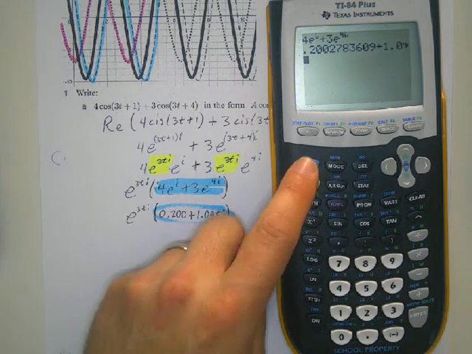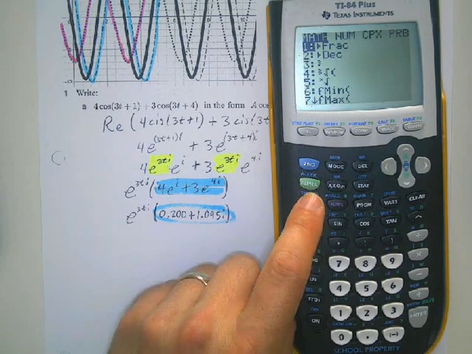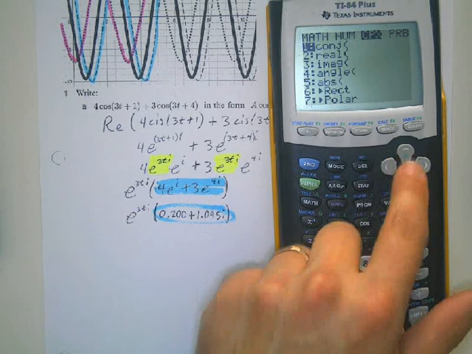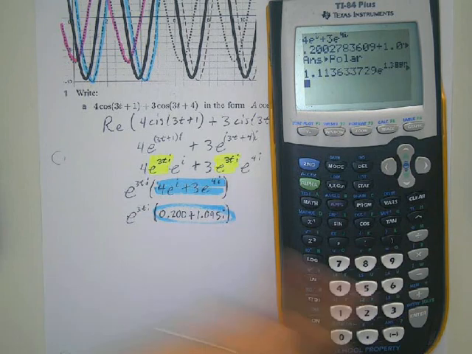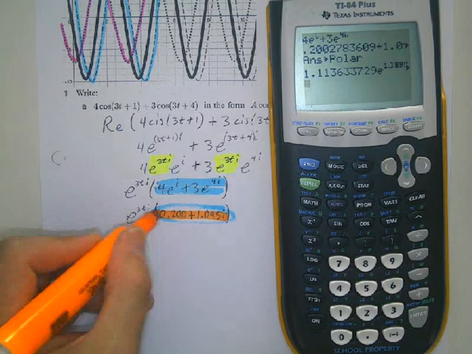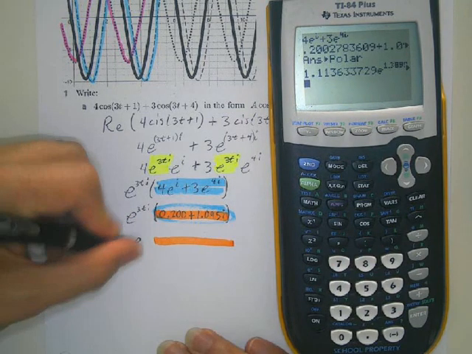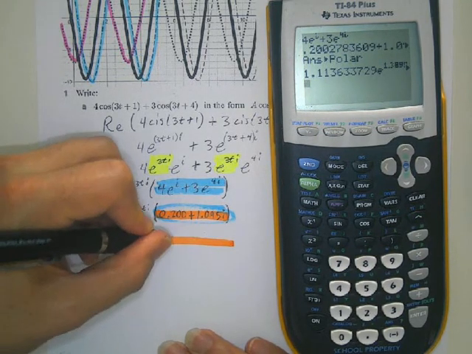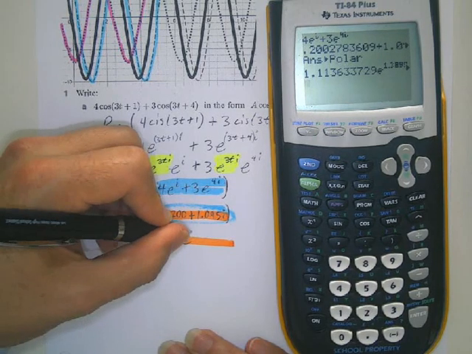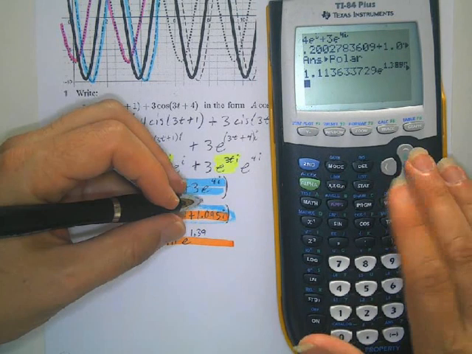We hit second x to the negative 1, so we have our answer. I'm going to hit math, arrow over to CPX and over to polar and hit enter. And then enter. And now I can rewrite this here in polar form. So I've got e to the 3ti. I'm writing this as polar form 1.11 e to the 1.39i.